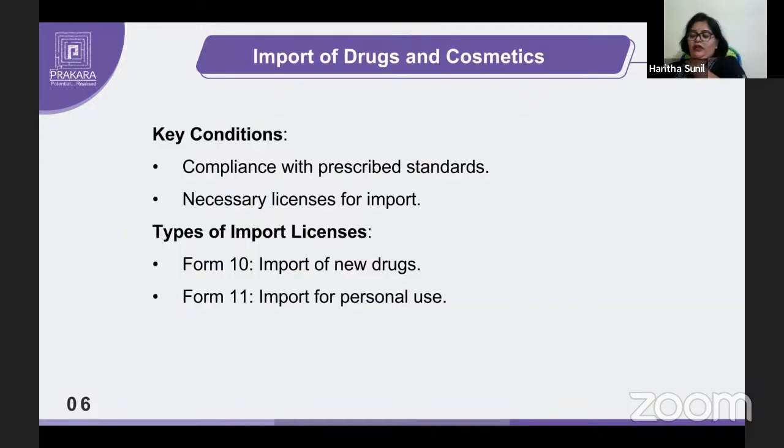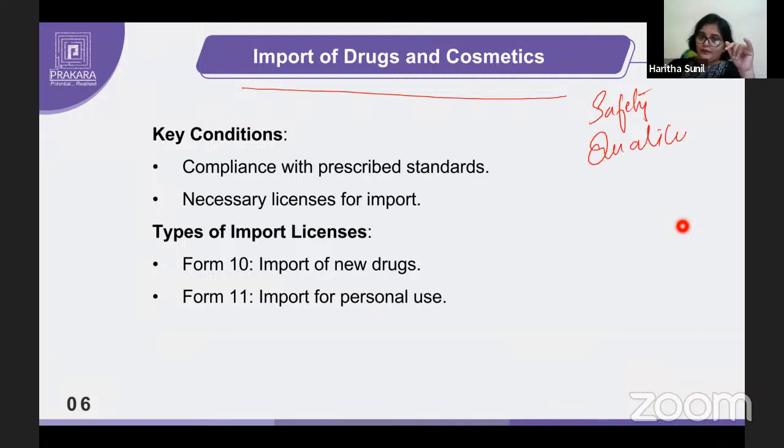Moving on, we have to see about the import of drugs and cosmetics. With what procedure can we import drugs and cosmetics into our country? The import of drugs and cosmetics into India is a very tightly regulated process under the Drugs and Cosmetics Act 1940. These regulations ensure that whatever products you are importing meet the safety, quality, and efficacy standards. So why do they have to meet all these standards?